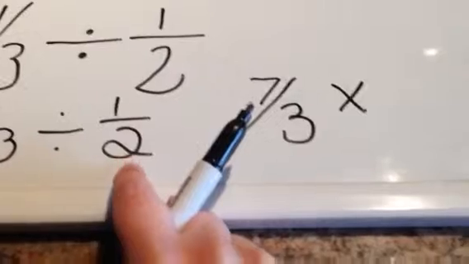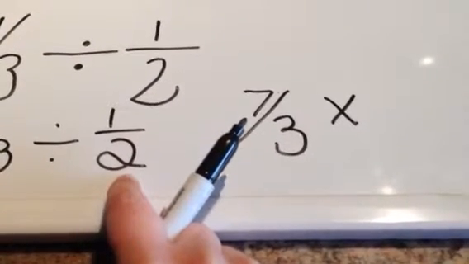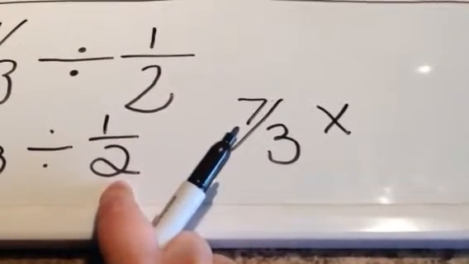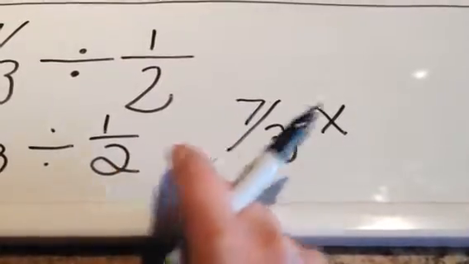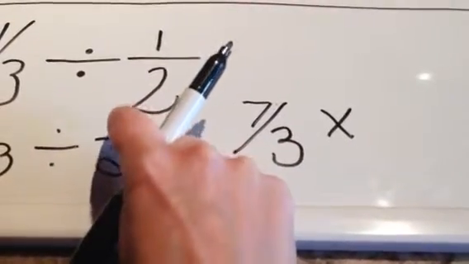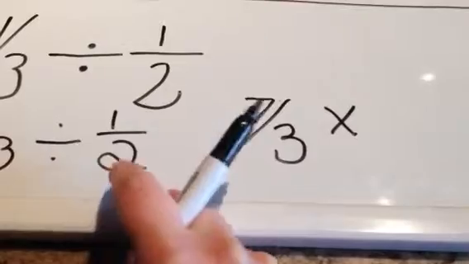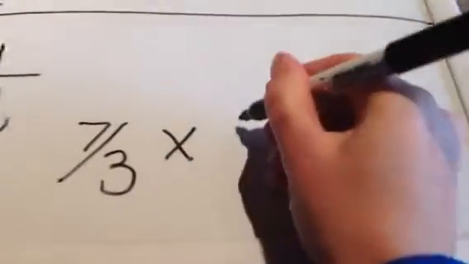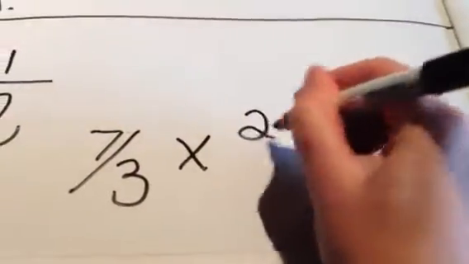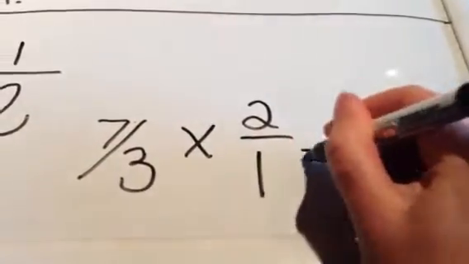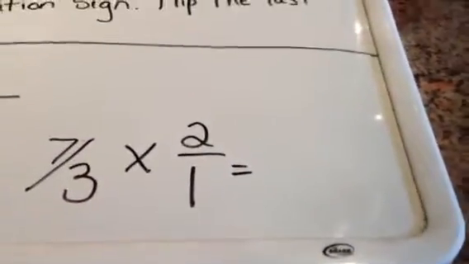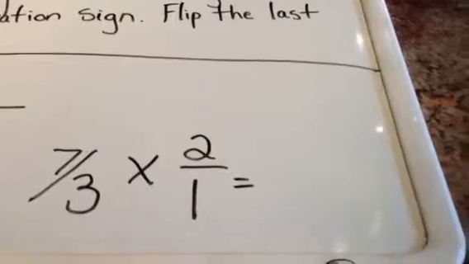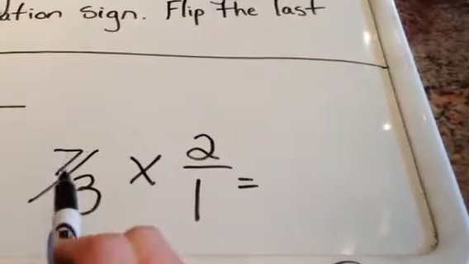And then I need to flip the last fraction. It's 1/2, so I'm going to flip it. My denominator is going to be my numerator, and my numerator is going to be my denominator. So instead of 1/2, I'm going to write 2/1.